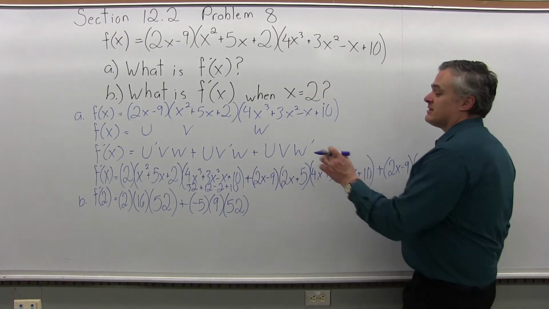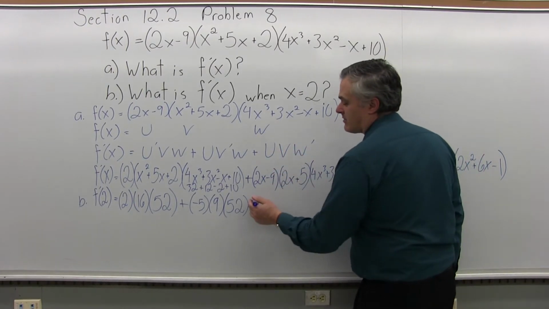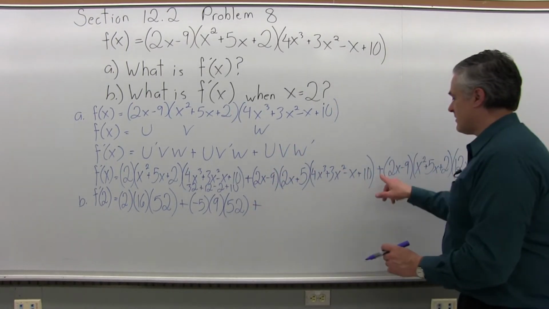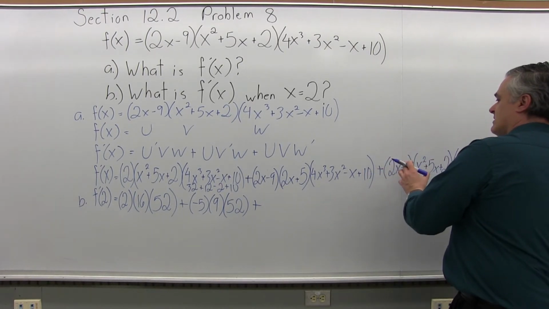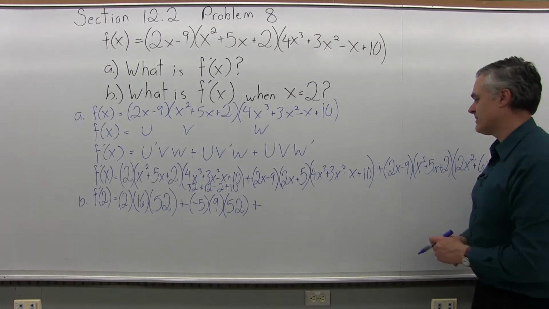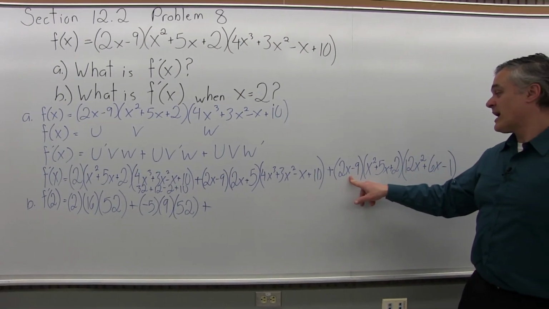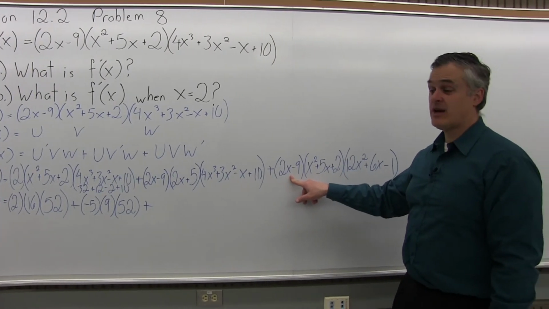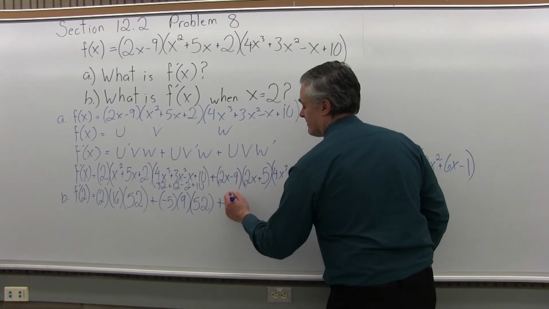And now that brings me to the last uvw chunk here, u times v times w prime. So I'm at this plus sign and my minus sign, the one that separates the last chunk of uvw. So the 2x minus 9, again, I'm going to put in a 2 for x, becomes 2 times 2 minus 9, or 4 minus 9. 4 minus 9 is negative 5.